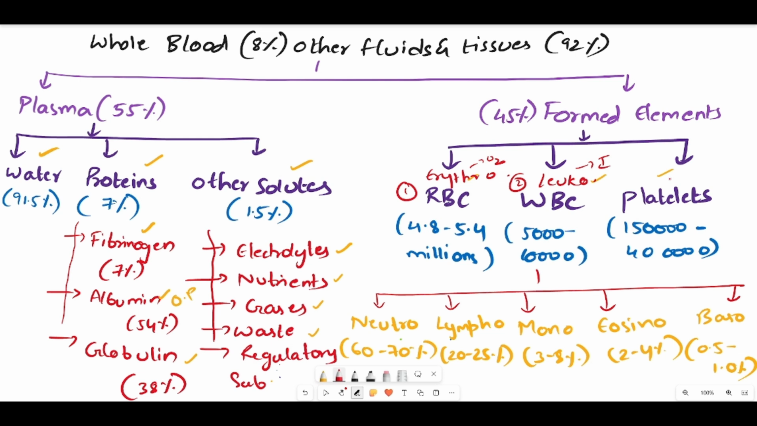And the last one is the platelets. Platelets are generally useful for two main functions. The first one is blood clotting, and the second one is to prevent bleeding. These leukocytes are further divided into different elements. The first one is neutrophils.